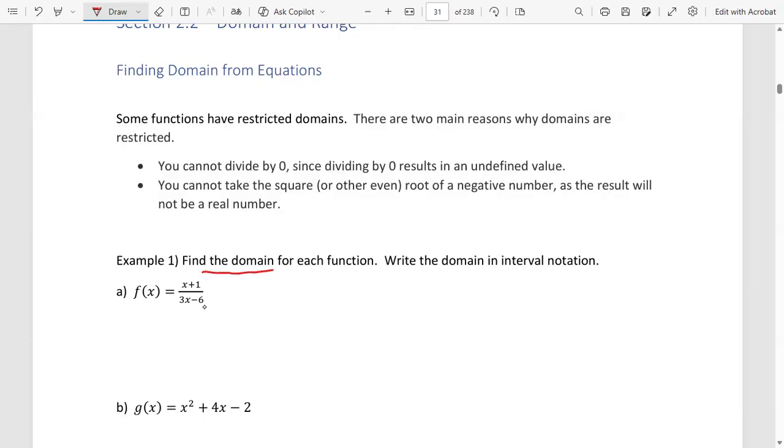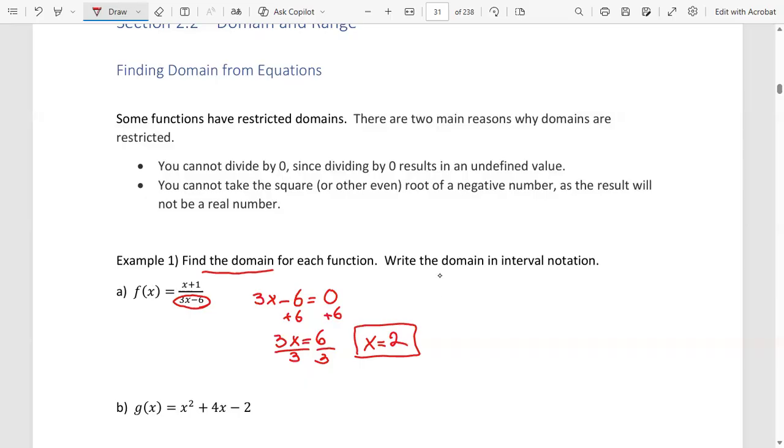So just whatever is in the denominator, set it equal to 0, and see what number makes it equal to 0. Isolate the x. Add 6 to both sides. So 3x is equal to 6. Divide by 3. And we find that x equals 2 is the number that makes the denominator 0. That means I cannot replace x by 2. I am allowed to replace any number for x except 2.